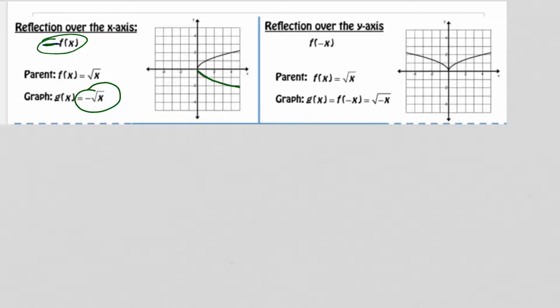If I am doing the reflection over the y-axis, the negation has to be inside the function. So if I'm going to reflect the square root of x in the y-axis, the negative is going to be inside the square root, and they reflect it over the y. Here's where it lands. The other 4 that are below on the PDF for stretching and shrinking, you don't need to know those for this year.